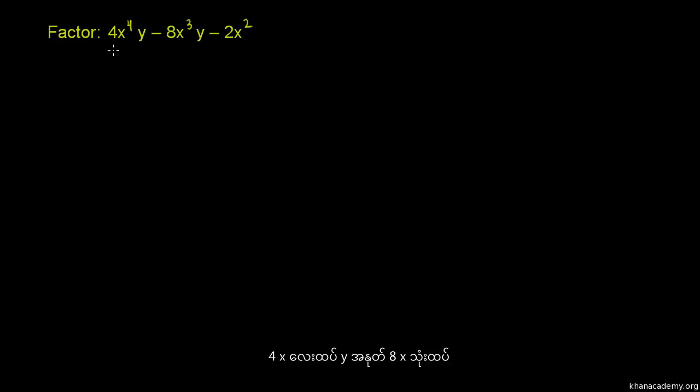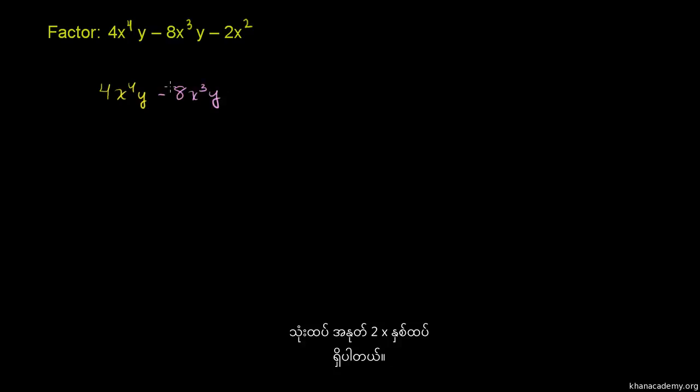We're told to factor 4x to the fourth y minus 8x third y minus 2x squared. So to factor this, we need to figure out what the greatest common factor of each of these terms is. So let me rewrite it. We have 4x to the fourth y, and we have minus 8x to the third y, and then we have minus 2x squared. In the other videos, we looked at it in terms of breaking it down to its simplest parts. But I think we have enough practice now to be able to do a little bit more of it in our head.